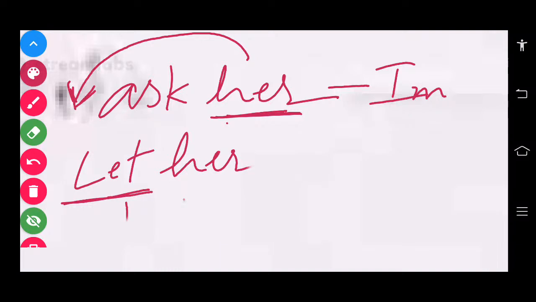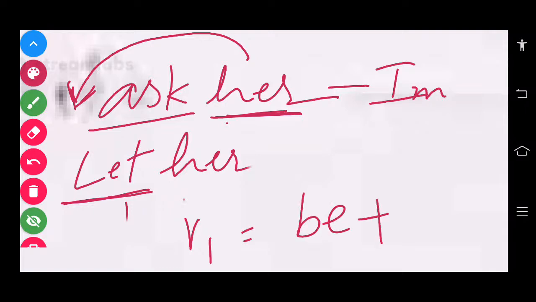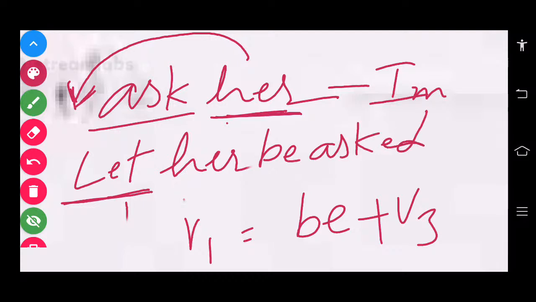Here her was used, and then next we have to use ask. In the imperative sentence, if there is a first form of the verb, it is to be used like be plus V3. This is the rule. Then ask becomes be asked. So the correct passive sentence is: let her be asked. Did you understand this?